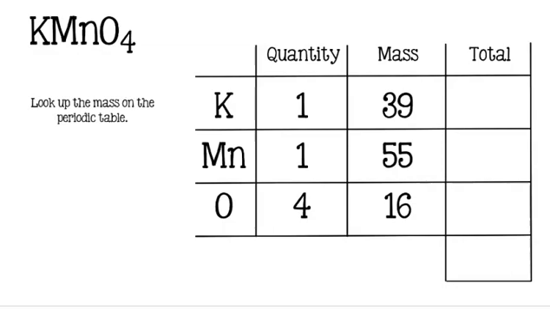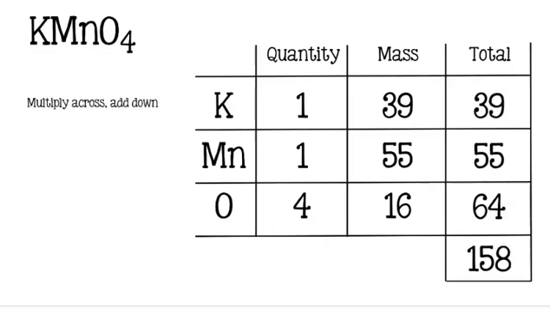Then we find the masses from the periodic table. So we would have 39 grams of potassium, 55 grams of manganese, and 16 grams of oxygen per each mole. But to find the total mass, we would need to multiply the number of moles by the mass of a mole. So 1 times 39 gives us a total of 39 grams of potassium, 1 times 55 is a total of 55 grams of manganese, and 4 times 16 is a total of 64 grams of oxygen.